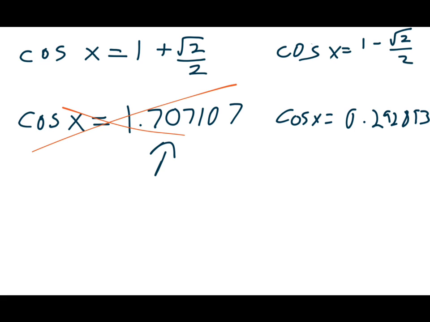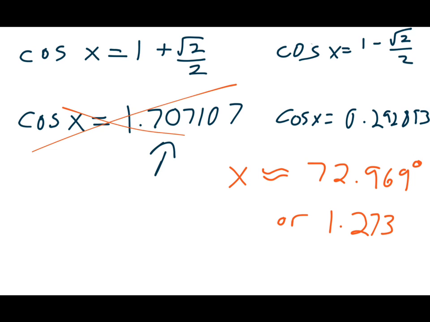The other one, if we put that in, we get x to be approximately 72.969 degrees, or in radians, 1.2735 radians. Okay, I prefer radians. A lot of people are more familiar with degrees, so that's why I did it in degrees, but most of the time you're always going to have your answers in radians. So that's all for chapter 7.